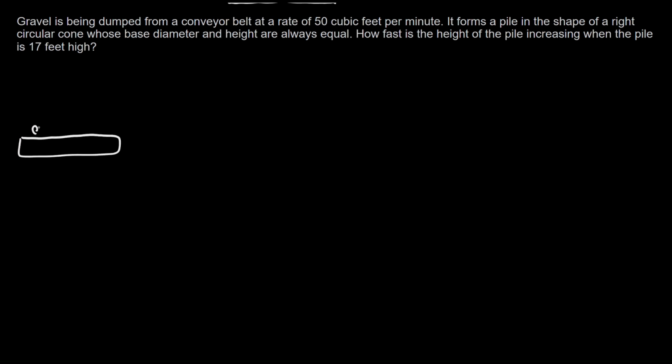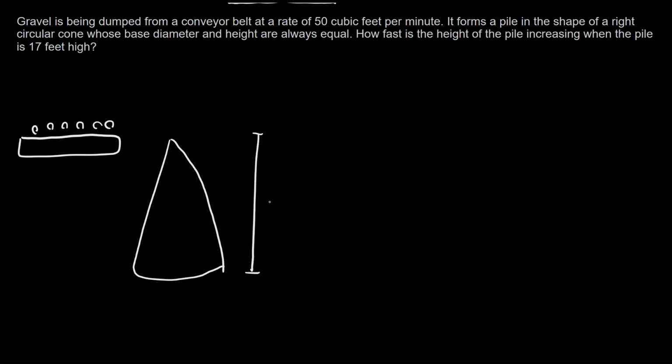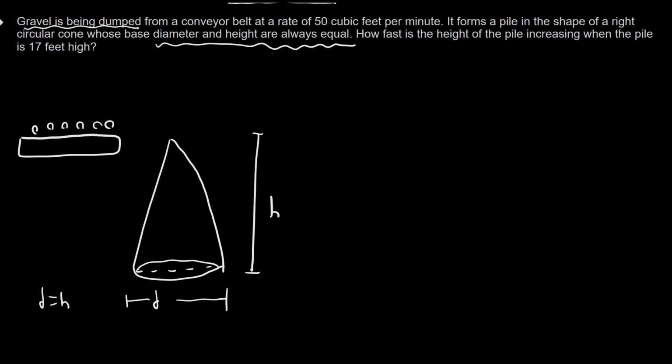So this is the conveyor with the gravel, and this is the pile that it's forming. So h will be the height, and d will be the diameter. From the question, it says the diameter and height are always equal, so we could just make a note of that over here. And it says gravel is being dumped from the conveyor belt at a rate of 50 cubic feet per minute. So that's the rate that the volume of the cone is increasing. So dV over dt of the cone is 50 feet cubed per minute.